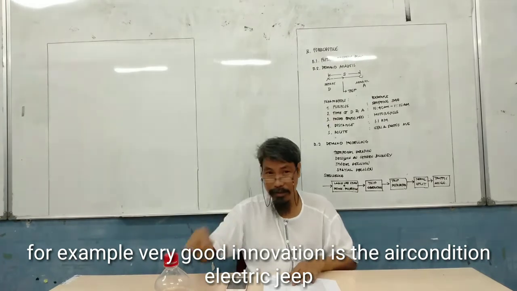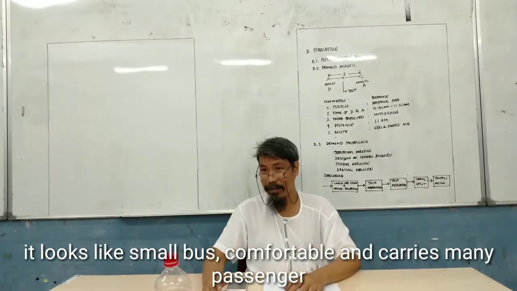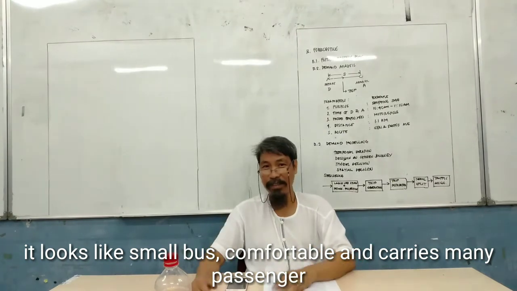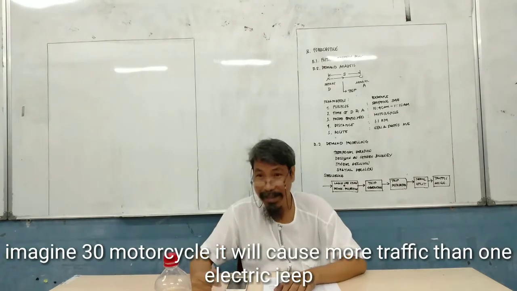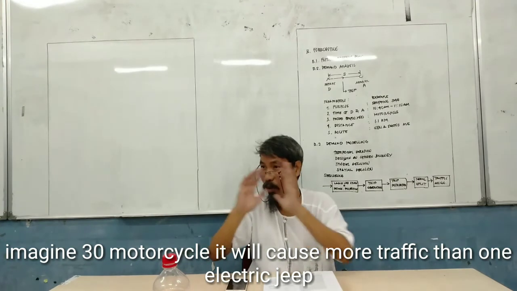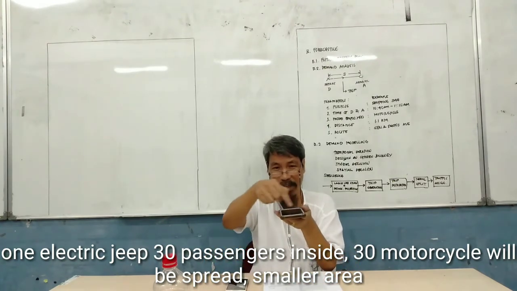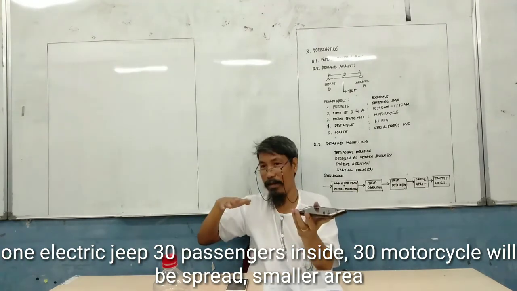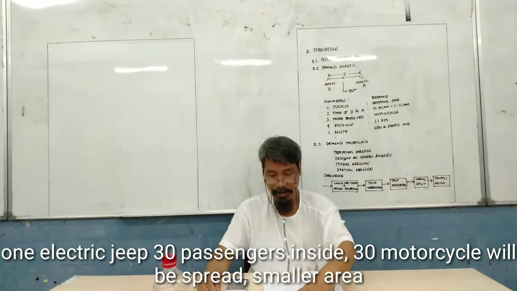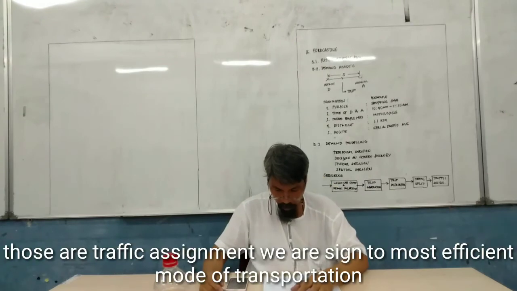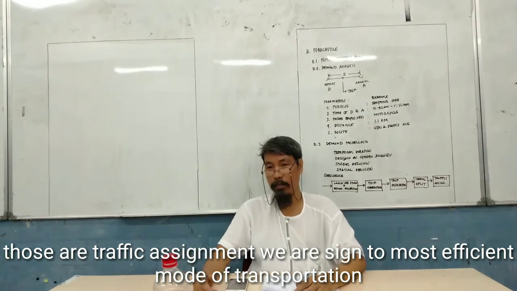For example, a very good innovation is the air-conditioned electric jeep. It looks like a small bus, comfortable, and carries many passengers at one time. Imagine the capacity of that is 20 to 30 persons. Imagine 30 motorcycles. It will cause more traffic than one electric jeep. One electric jeep with 30 passengers inside, versus 30 tricycles and motorcycles, which will be spread like this, over a smaller area. Okay, so it's better than other modes. So those are what we call traffic assignment. We assign to the most efficient mode of transportation.